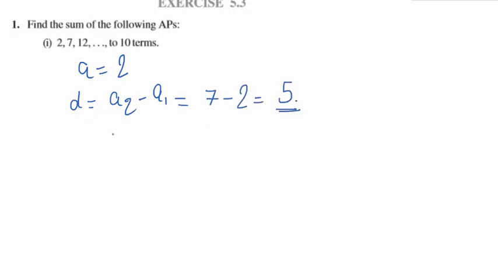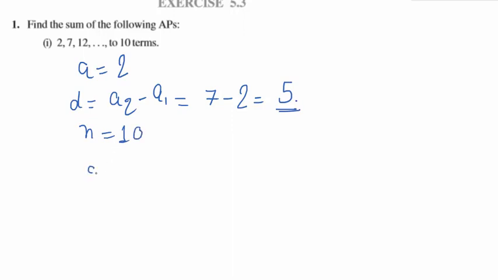Now let's start exercise 5.3. Our first question is: find the sum of the following APs, and the first part is 2, 7, 12 to 10 terms. Here the AP is 2, 7, 12. So a, the first term of the AP, is 2, and to find d we will use the formula A2 minus A1, that is 7 minus 2, and d is 5. Now the number of terms is given as 10, so n is 10.